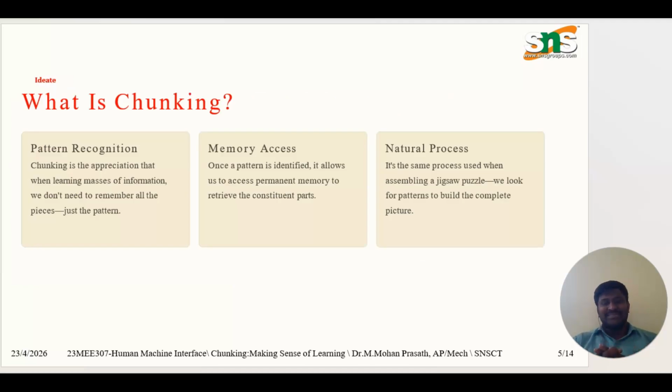In order to overcome the challenge in memory, chunking is used. How chunking works: first, it works like pattern recognition. Chunking is the appreciation that when learning a mass of information, we don't remember all the pieces, just the pattern. Next, memory is accessed through pattern recognition. Once the pattern is identified, it allows us to access permanent memory to access the constituent parts. It is a simple process, like assembling a jigsaw puzzle. From the pattern, we can build a complete structure.